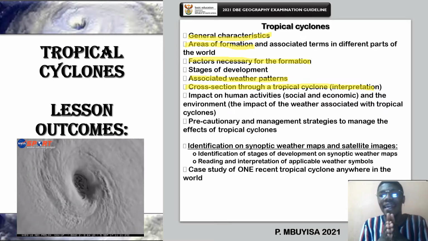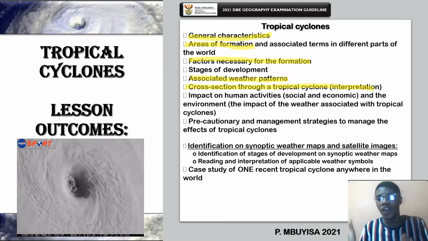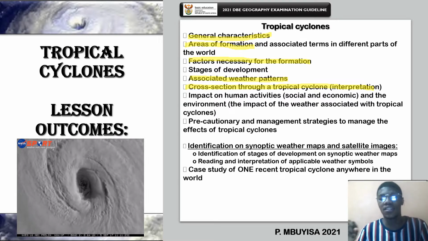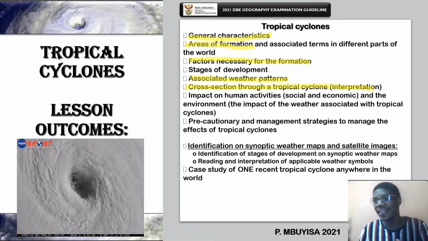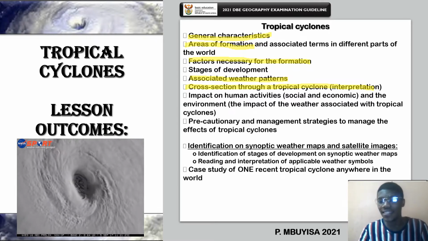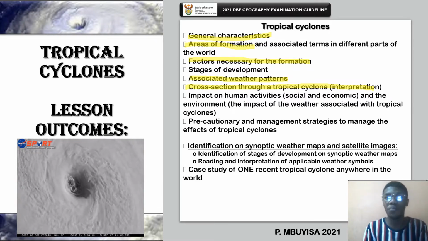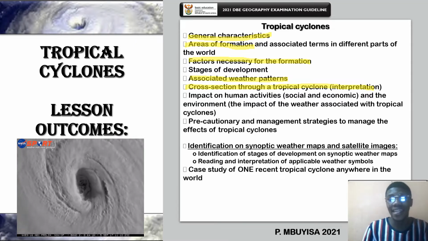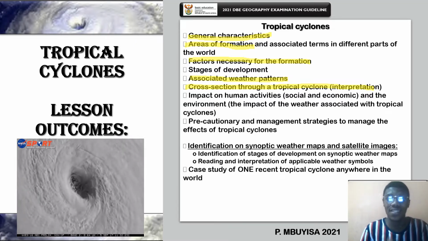Since they are in the easterly wind belt, they are going to be forced or made to move in the westerly direction, or from the east to the west. So very important point. That's one of the general characteristics of these systems.